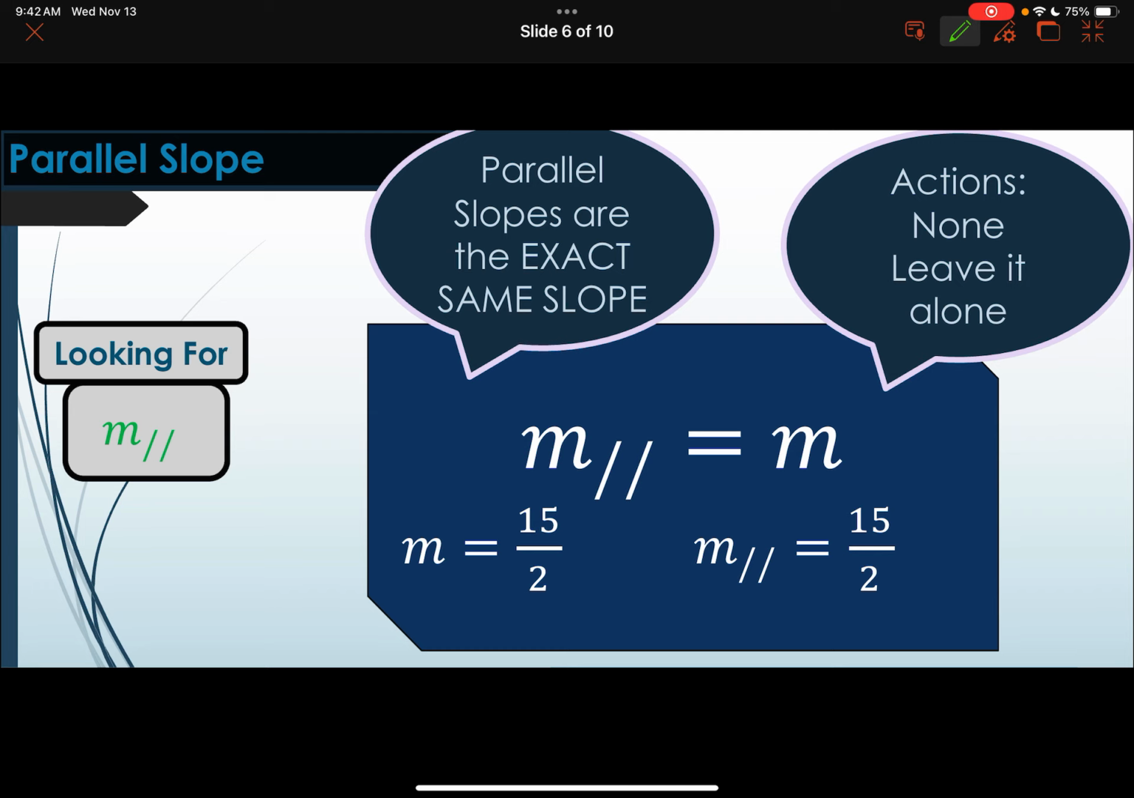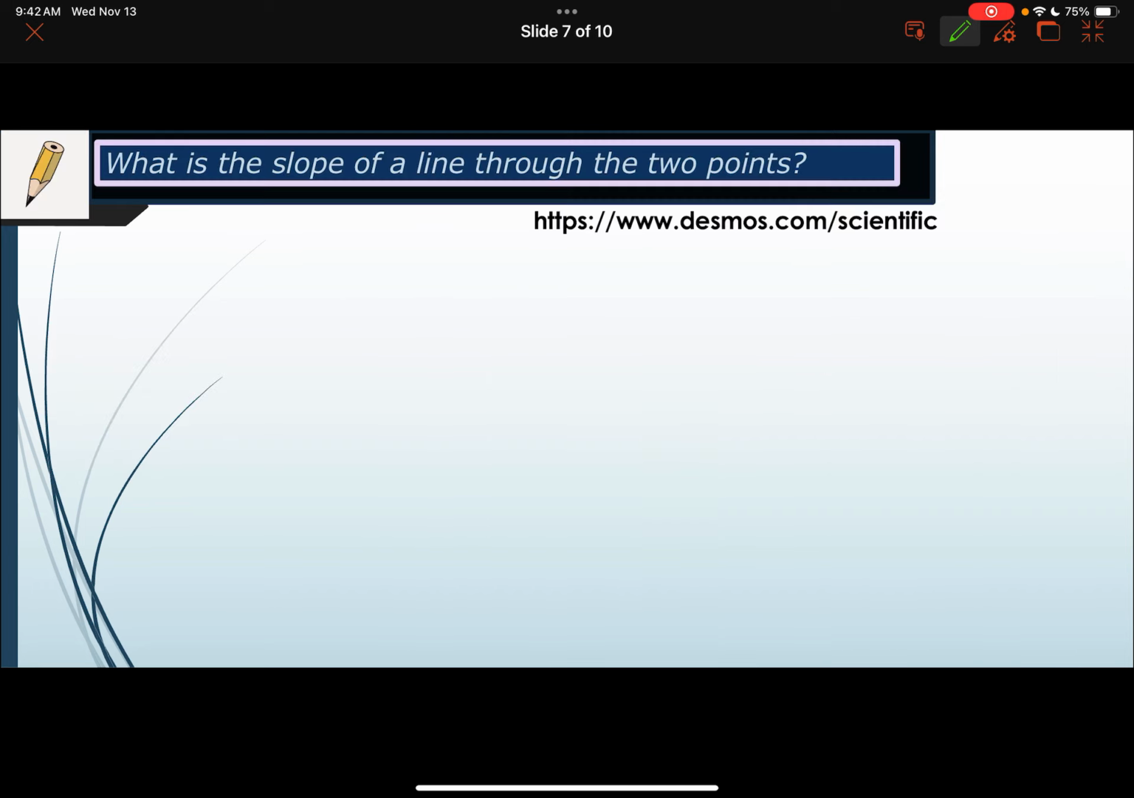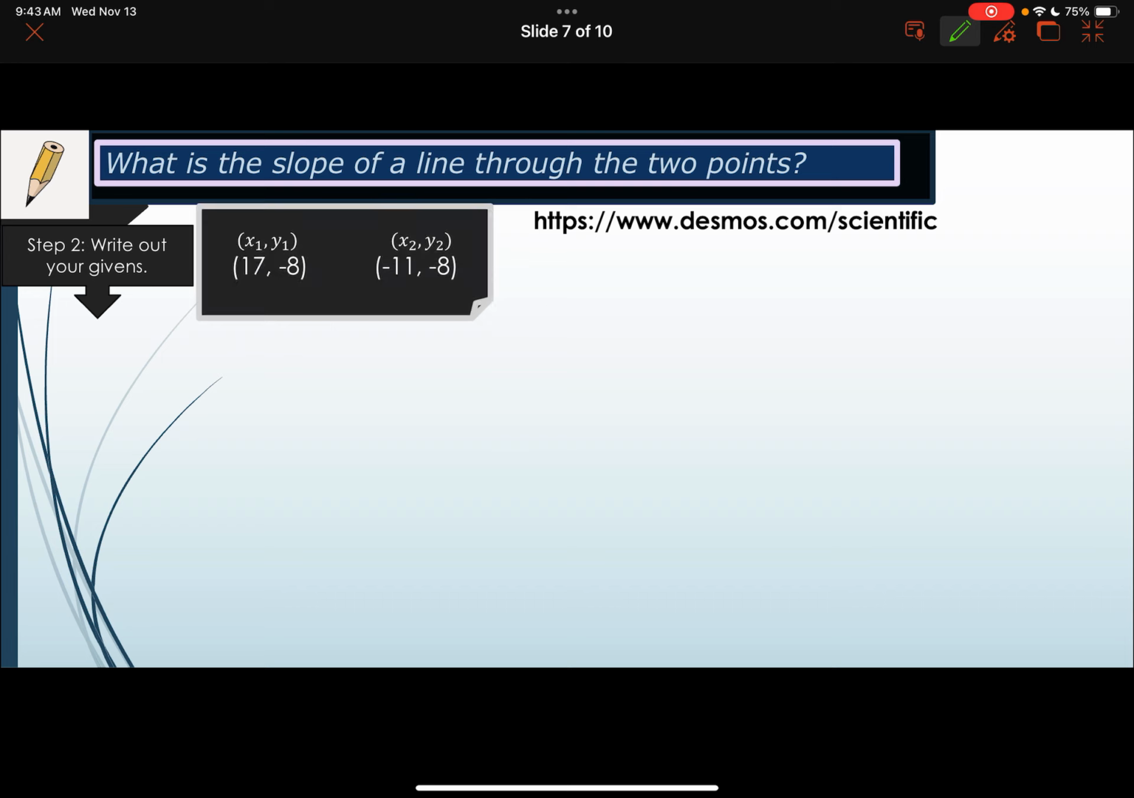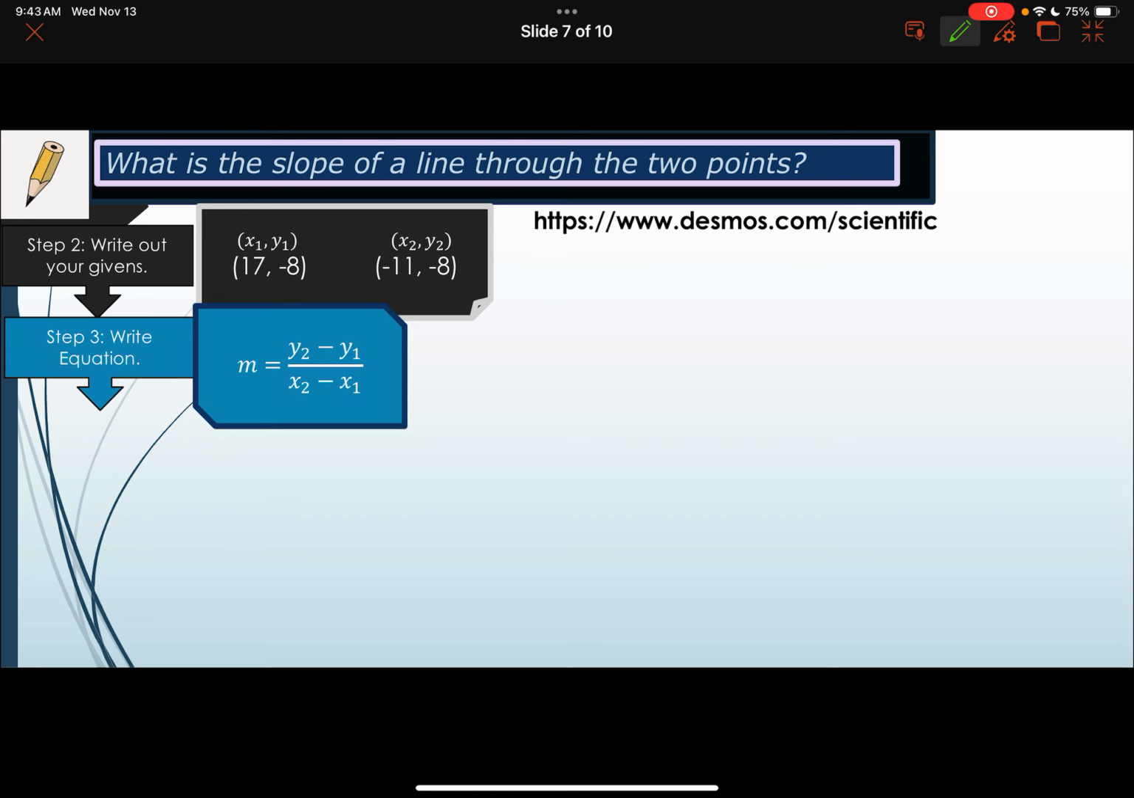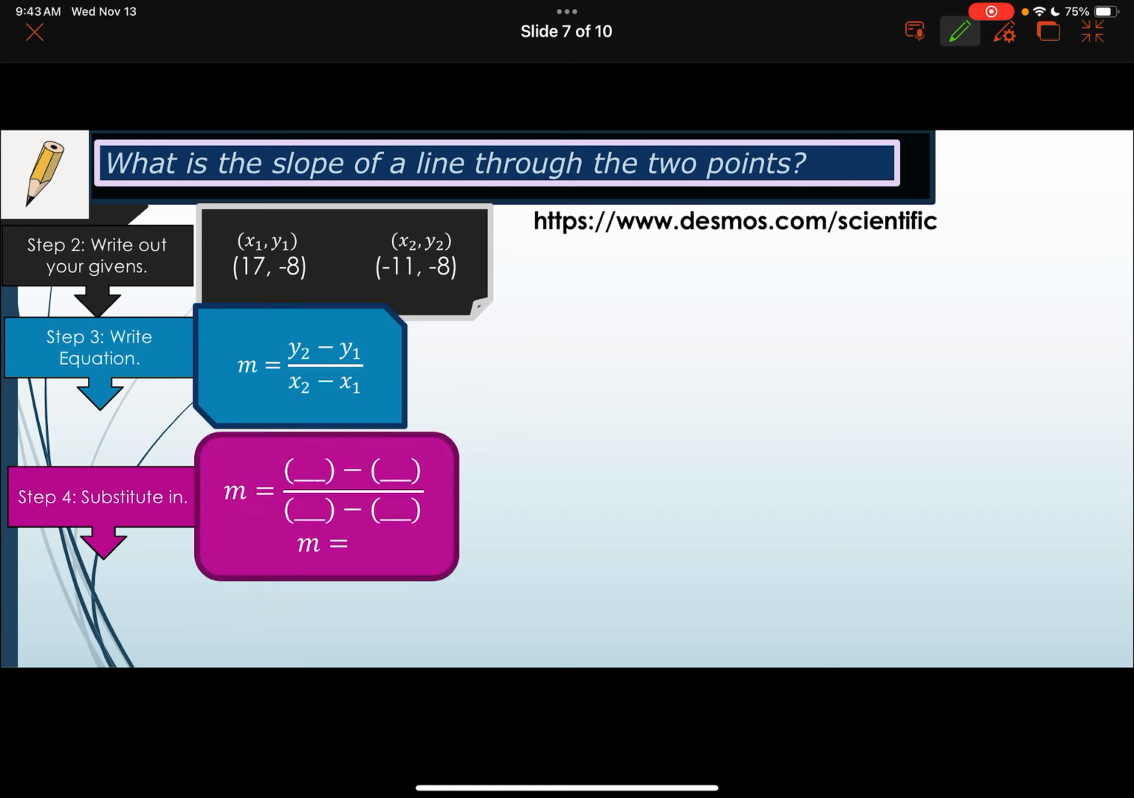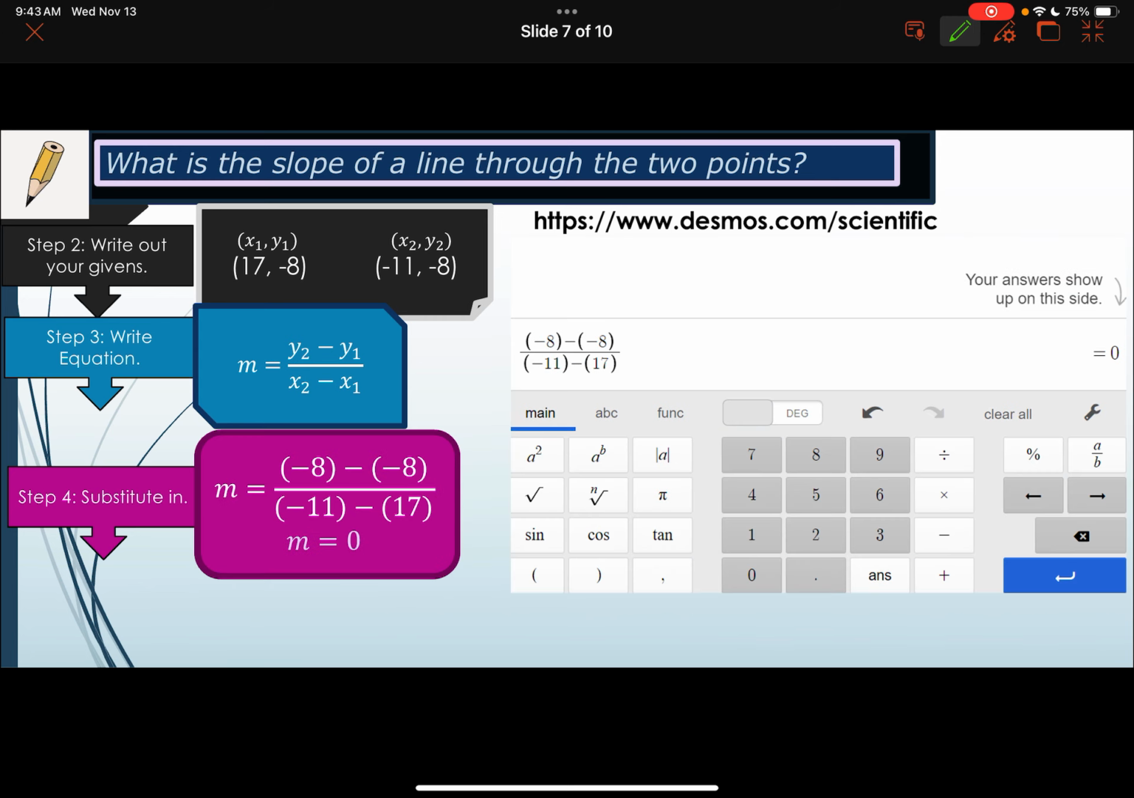You do nothing. All right, so make sure you have the desmos.com/scientific open. Go through your dashboard. So what's the slope of a line through 2 points? Well, first you write out your givens. Your x1, y1, your x2, y2. Make sure you label which one's x1, y1, which one's x2, y2. Then we write out the equation and substitute it in. Write out the template, then plug it in.